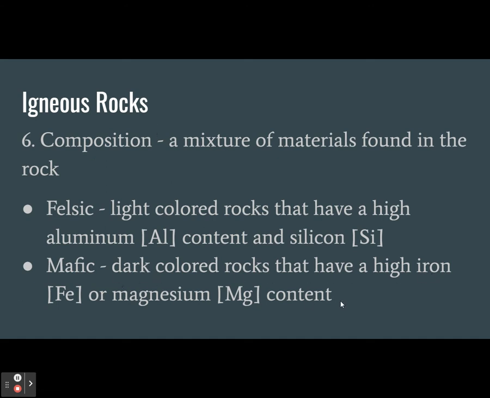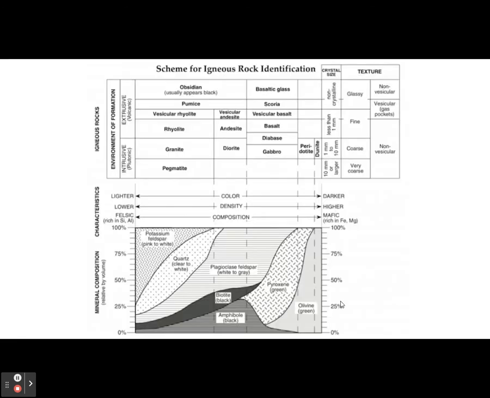Do you have to memorize that? Absolutely not. It's right inside the reference table. So on the left side, we have the felsic rocks, and it tells me that they're rich in silicon and aluminum. And on the right side, we have the rocks which are more mafic. They're rich in iron and magnesium.